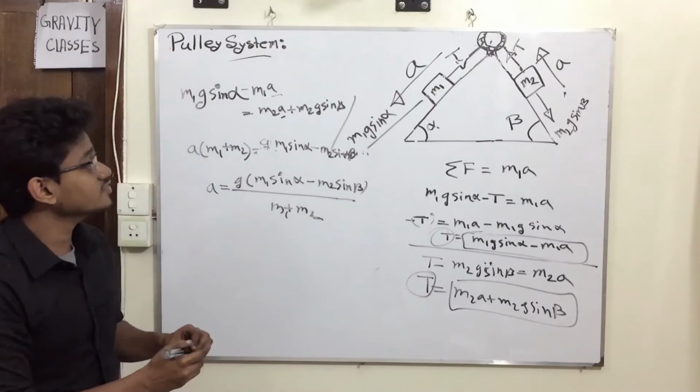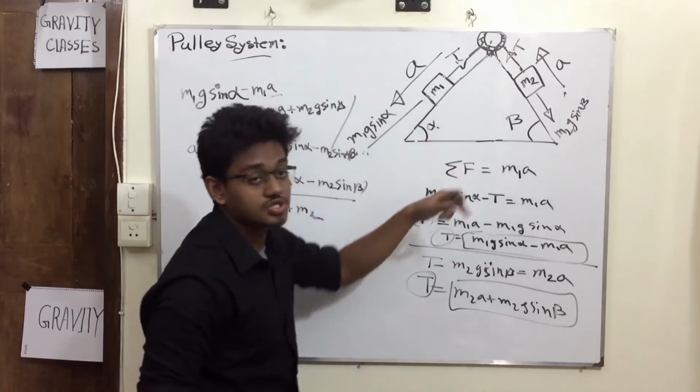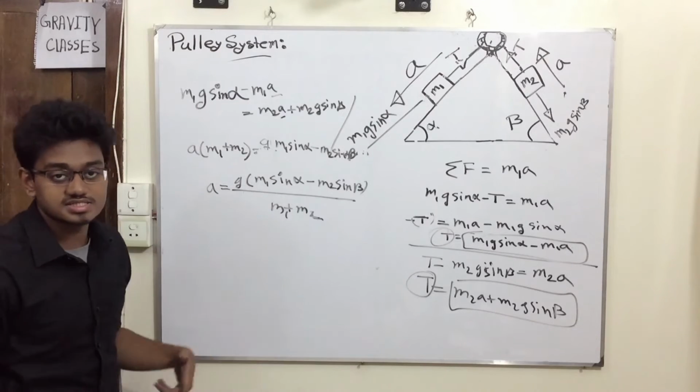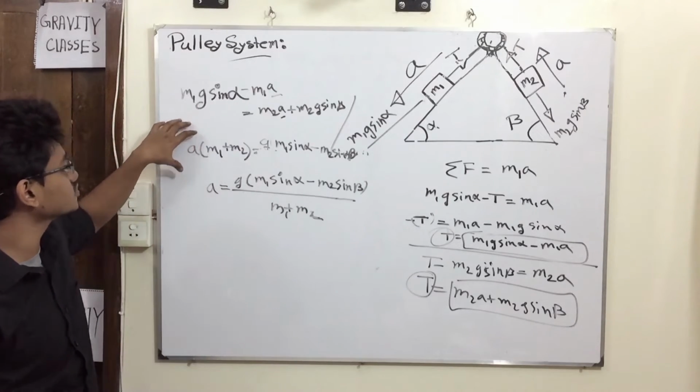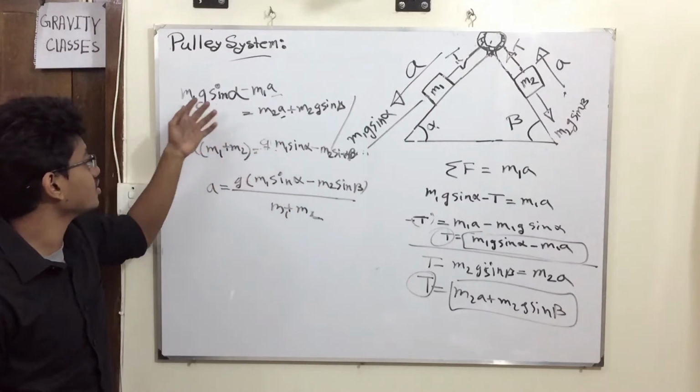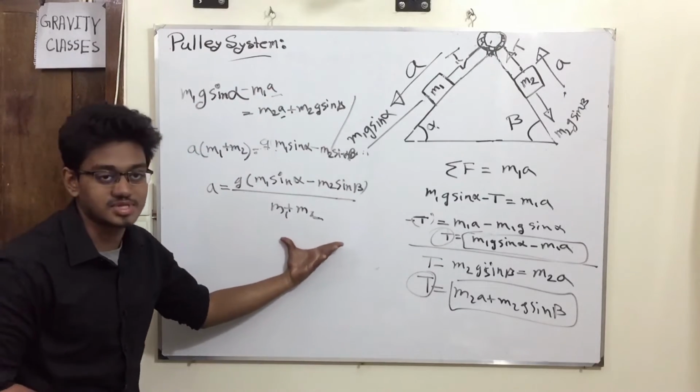Okay, and if they give you the value of M1, M2, alpha, beta, you can get the acceleration very easily. Okay, now you'll have to excuse my handwriting here, just understand it or solve the equation on your own, you'll get the exact same thing.